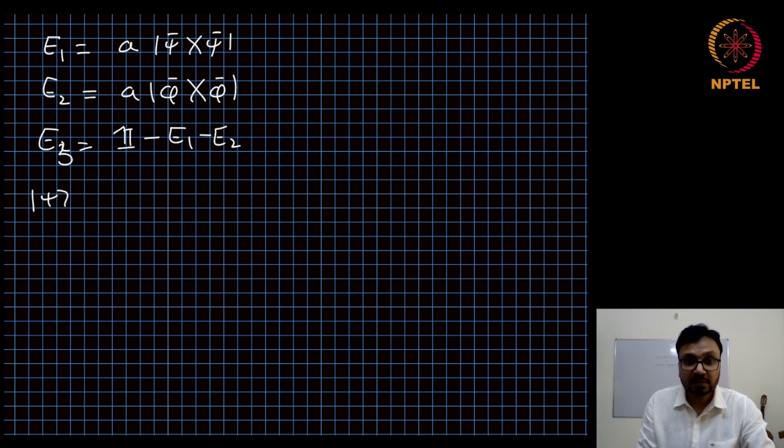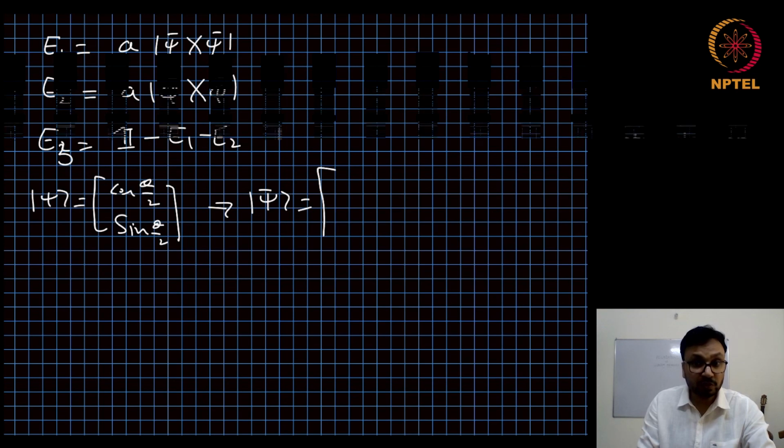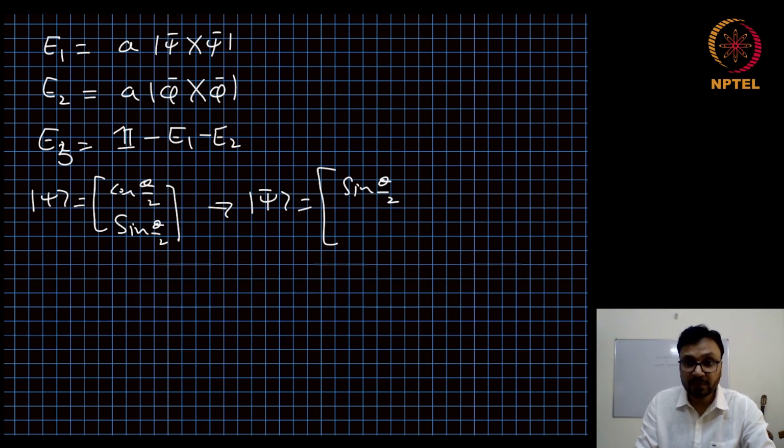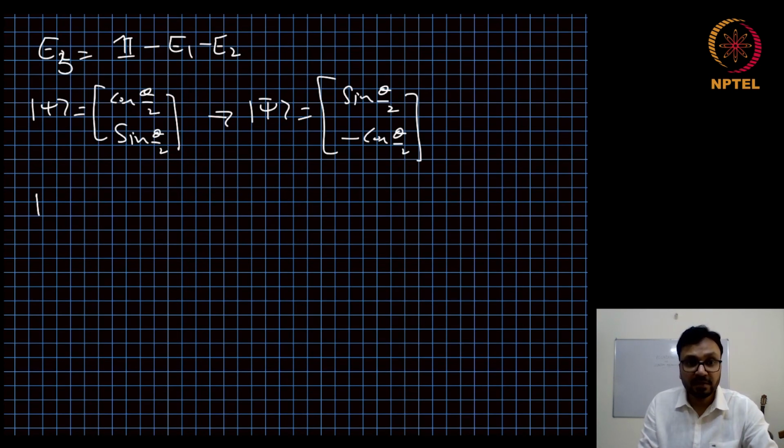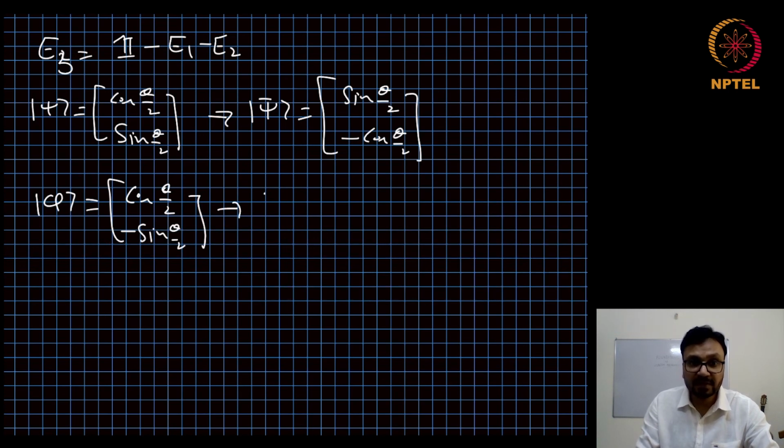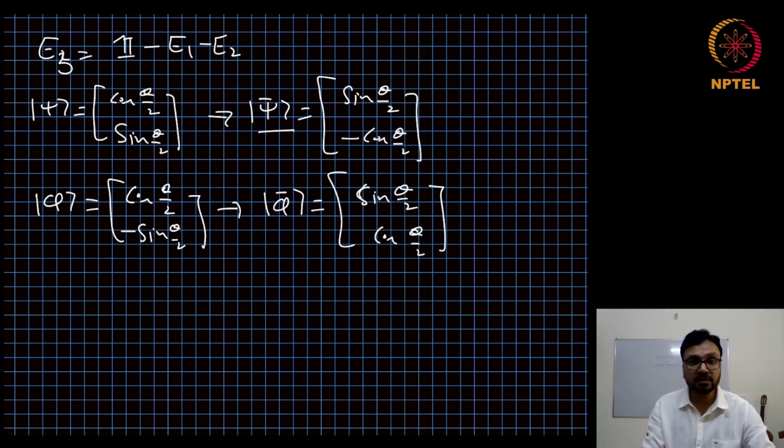Now psi we have chosen to be cos of theta over 2, sine of theta over 2. From here we can write psi bar, which is orthogonal to psi, to be sine of theta over 2 and minus cos of theta over 2. Similarly, phi is cos of theta over 2 and minus sine of theta over 2. From here we can write phi bar to be sine of theta over 2 and cos of theta over 2. We can check that psi bar is orthogonal to psi and phi bar is orthogonal to phi.